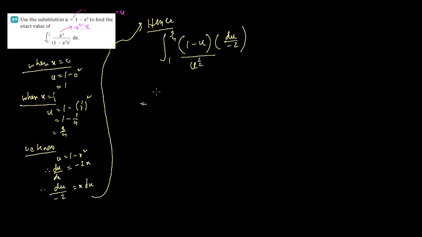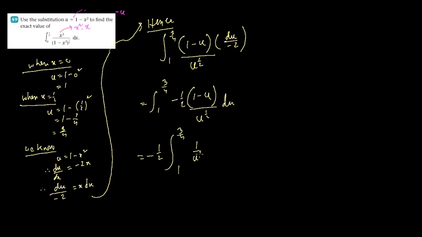Now we need to simplify. The first thing that we have to do is bring this minus half in front. So this would be minus half, 1 minus u divided by u to the power half du. If we bring the minus half outside the integration, then it would be 1 to 3 by 4. So 1 minus u divided by u to the power half is 1 divided by u to the power half minus u divided by u to the power half du. We are doing substitution of du. So minus half, 1 to 3 by 4.